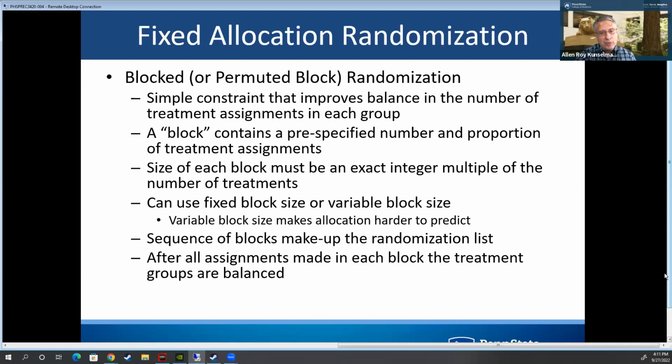You can use fixed block or variable block size. The advantage of variable is that it's a little more complex, but it makes the allocation process even harder to predict for anybody involved in the study. I'll give an example of this in the next slide. The sequences of these blocks make up your randomization list, and after all assignments have been made, each block in a treatment group is balanced.